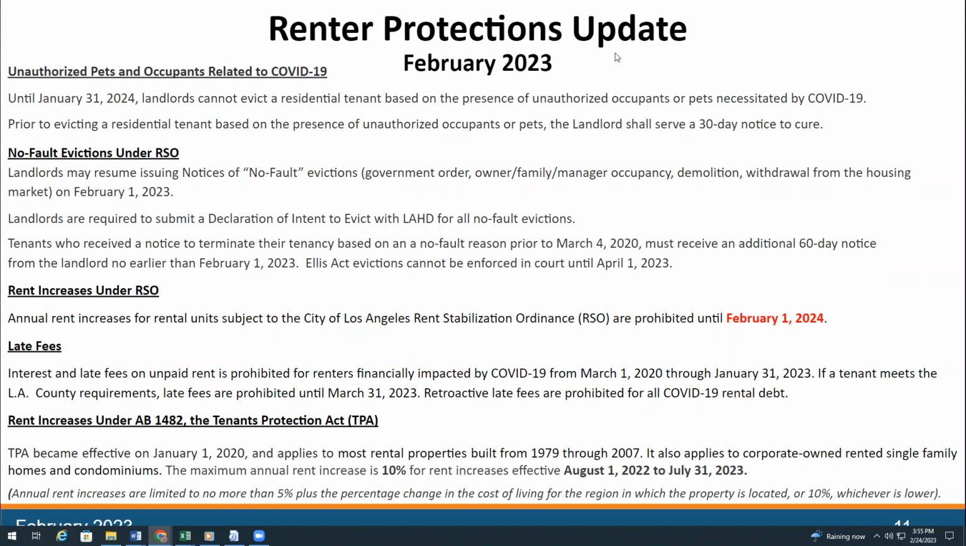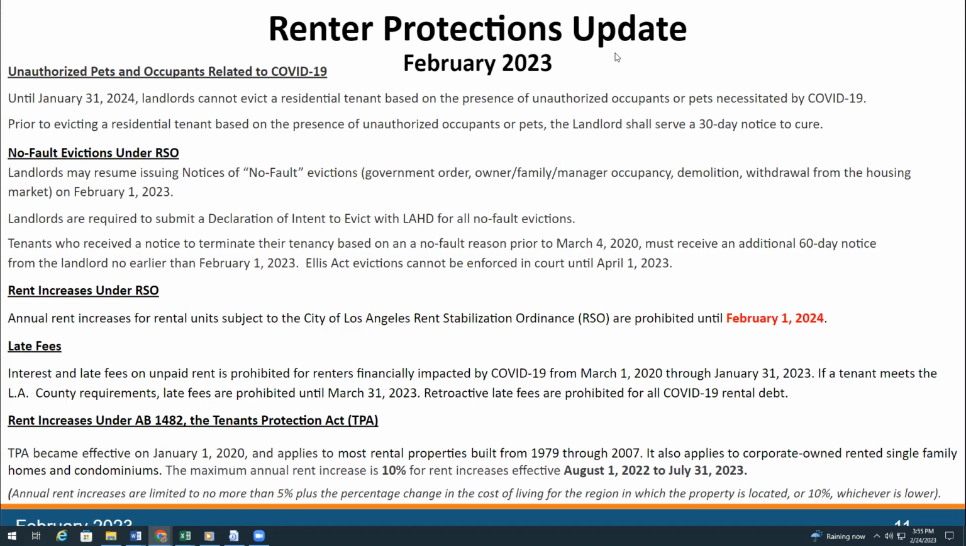Okay, now the next statement applies only to units subject to the rent stabilization ordinance, or the RSO. Annual rent increases for these units subject to the RSO are prohibited until February 1st, 2024.